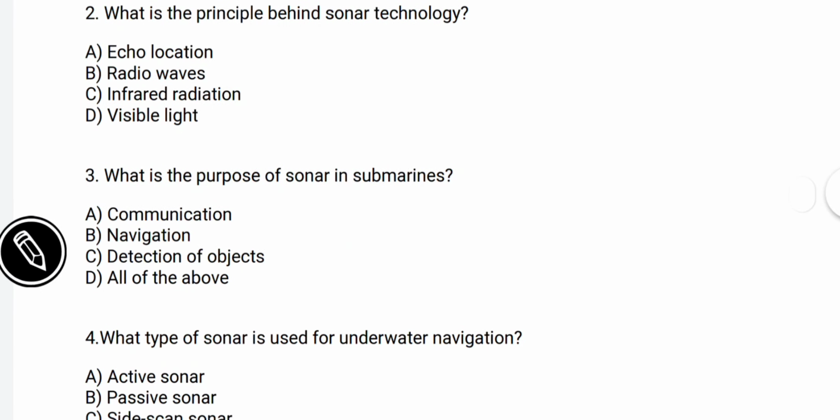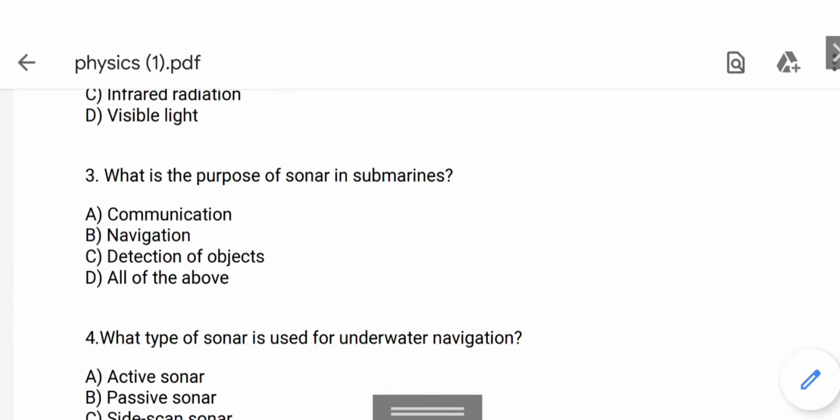Third question, what is the purpose of sonar in submarines? Options are communication purpose, navigation, option C detection of objects, and all of the above. Option D is the right answer, all of the above.